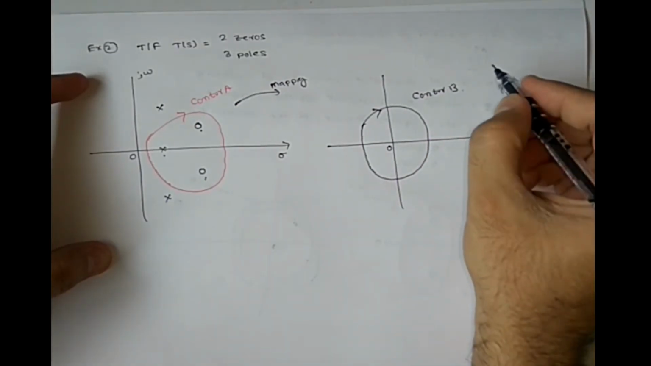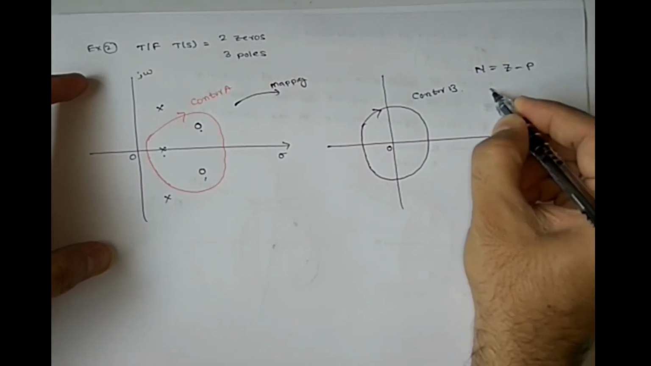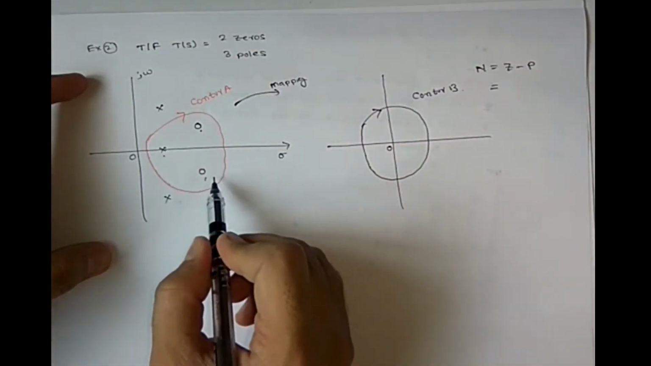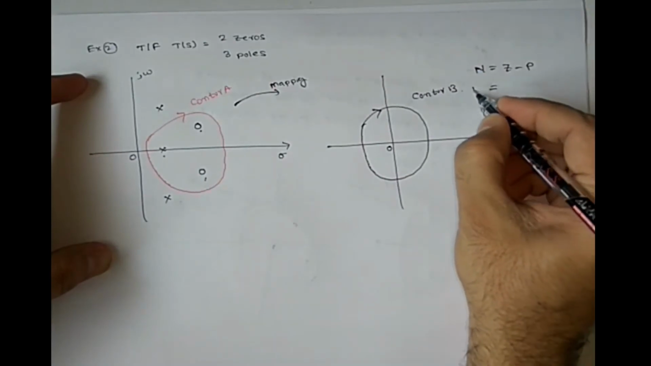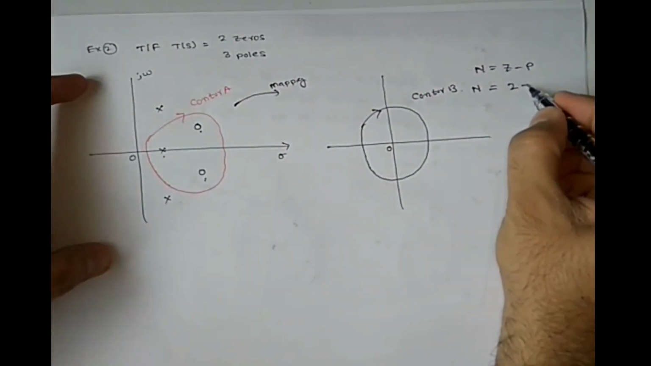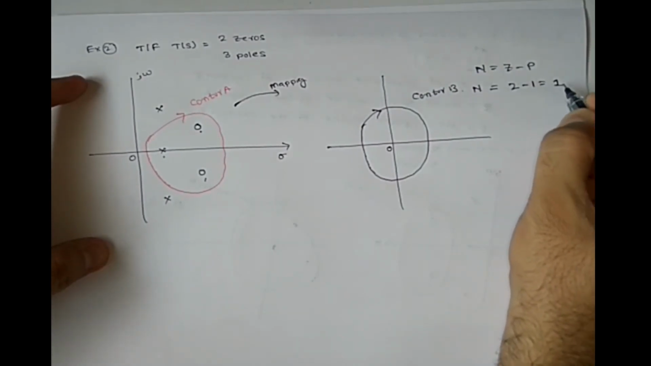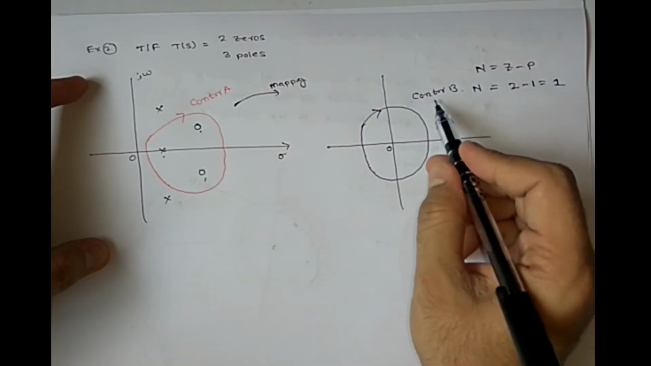Or you can go with the formula, that is N equal to Z minus P. How many zeros are there inside the contour A? We have 2, and how many poles do we have? 1. So 2 minus 1 equal to 1, we have 1 clockwise encirclement in contour B.